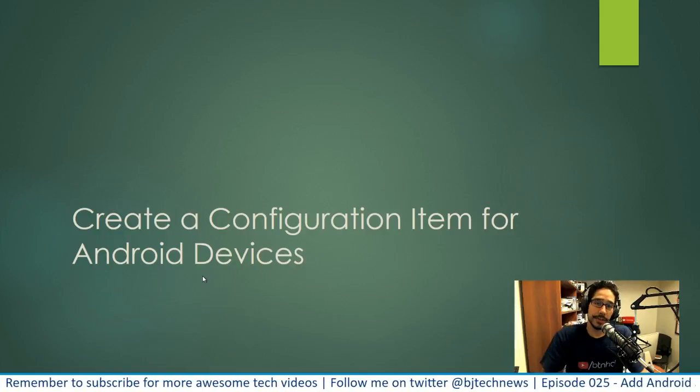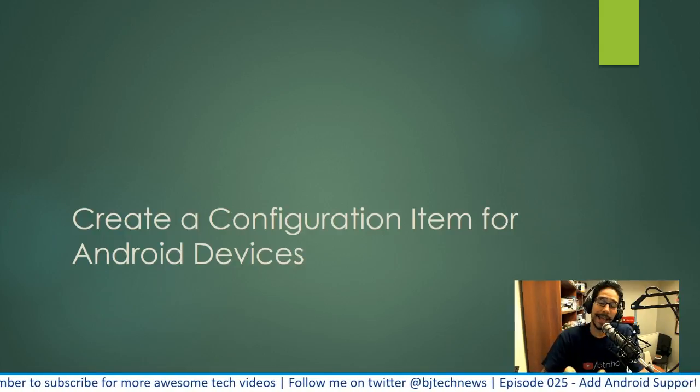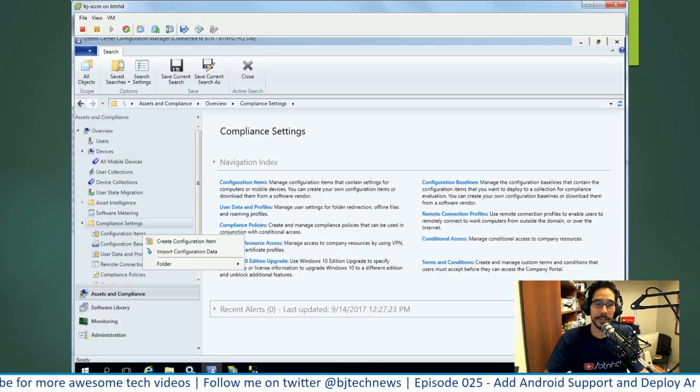Now, the next thing that you need to do with Android devices is create and configure an item for your Android devices. To do that, we need to get into Assets and Compliance, and what you want to do is within Overview, you want to expand that.